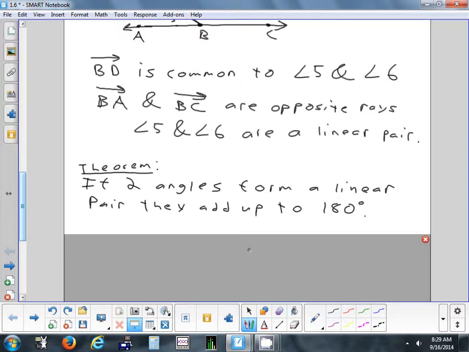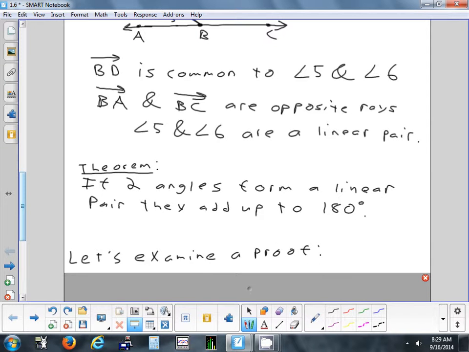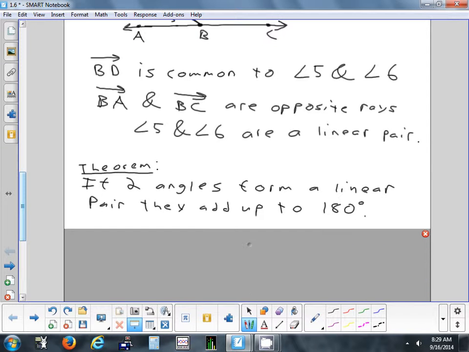Okay, so we are going to state it today, but I don't think we're going to prove everything we do today. I'm not going to prove the vertical angles, but maybe we'll try to prove this one. Let's see. Okay, so if two angles form a linear pair, then they add up to 180 degrees.